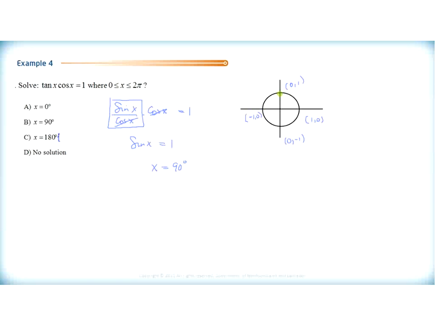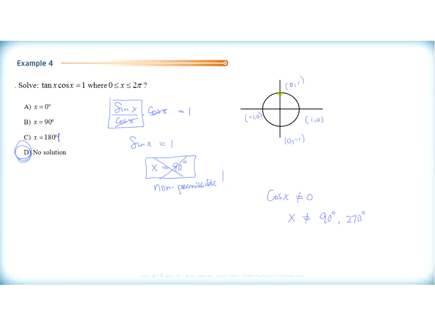However, just as in the last example, we've got to check and see if x equals 90 is a permissible value. Are there any non-permissible values here? If you look at the ratio, sine x over cosine x, cosine x cannot equal 0. So where is cosine x equal to 0? Cosine x is equal to 0, looking up at your diagram here, at 90 and at 270. So 90 and 270 are non-permissible values.